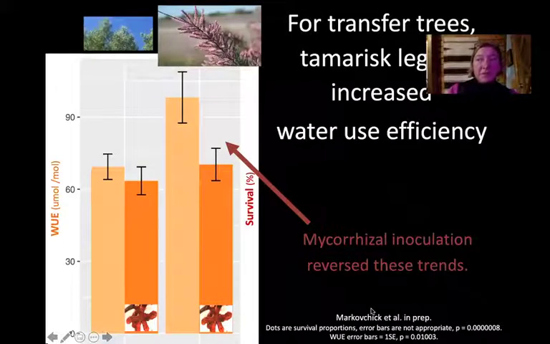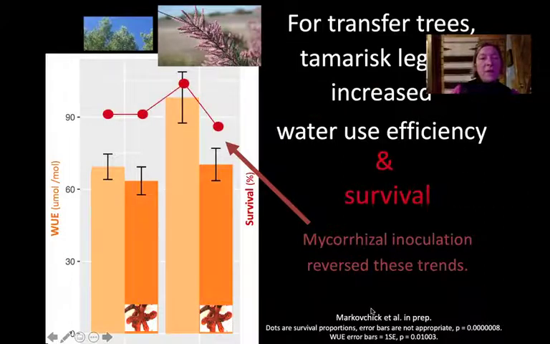For the transfer trees, the results were actually almost exactly the opposite. So again, on the left-hand side of the graph, sort of the status quo water use efficiency. On the right-hand side of the graph, we can see what happens in the tamarisk legacy soil without mycorrhizal inoculation. That water use efficiency shoots way up. When we add mycorrhizae, it brings it back to that status quo level again. And we can see that the survival is also tracking that pattern.